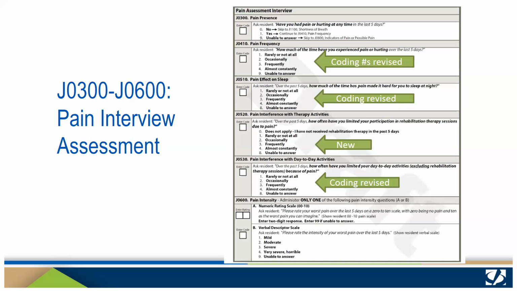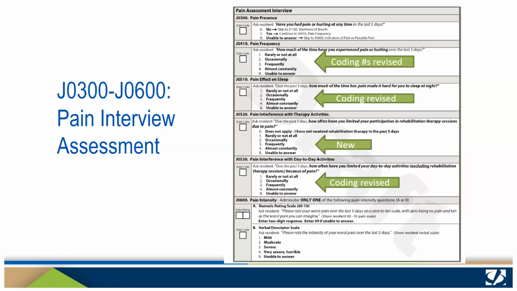Here's the pain interview. And we're going to start off by saying, have you had any pain or hurting in the last 5 days? If they answer no, we're going to skip right ahead to the shortness of breath section. If they answer yes, then we're going to continue with the pain interview. So we still ask, how much time have you experienced pain or hurting over the last 5 days? That question hasn't changed, but what has changed is the coding numbers and our responses.